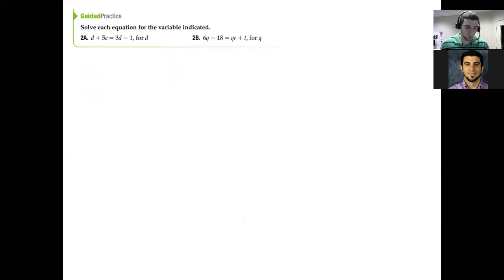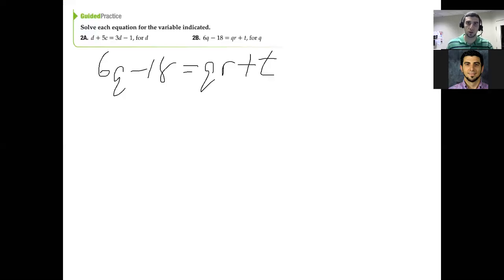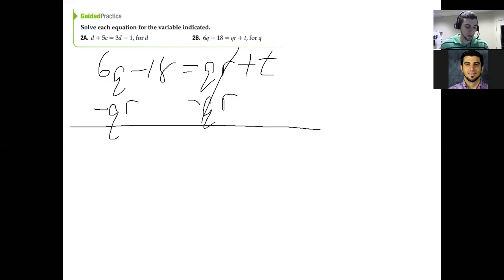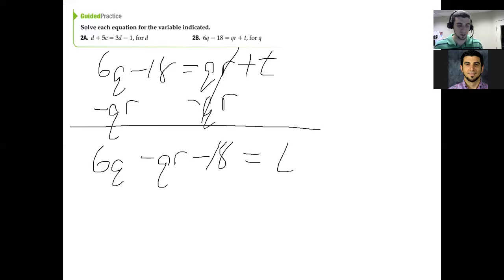Okay, so for the second one, we want to solve this for q. So you got 6q minus 18 equals qr plus t. Again, you want to get the q's on one side and everything else on the other side. So I'm going to put the q's on the left by subtracting qr from both sides. Now here, I cannot put the 6q and the qr together because they are not like terms, because the 6q only has a q and the qr has a variable of r. Remember, you need to have the same variables.